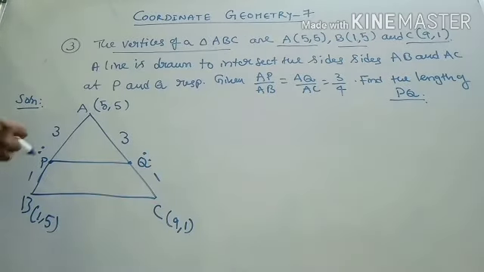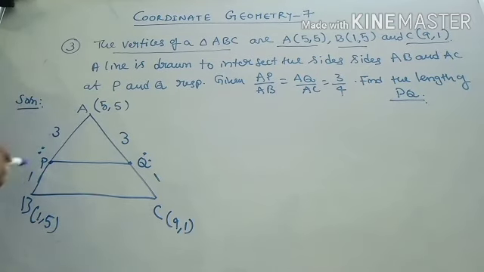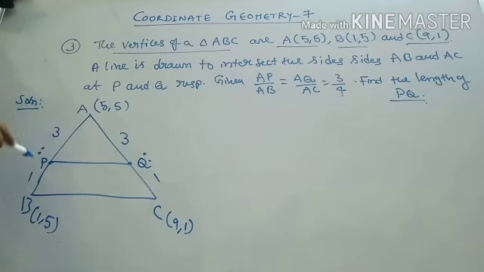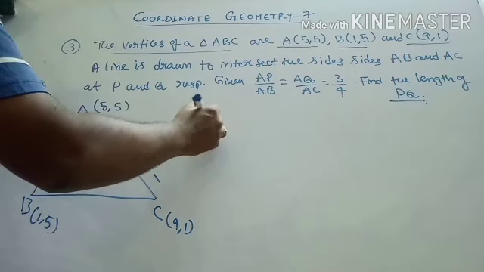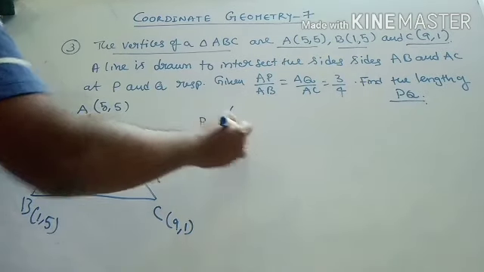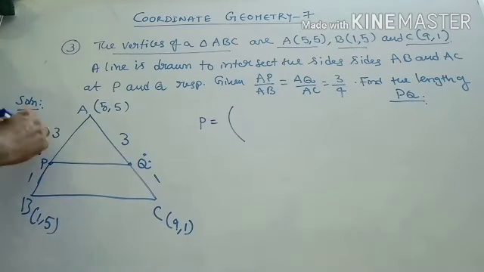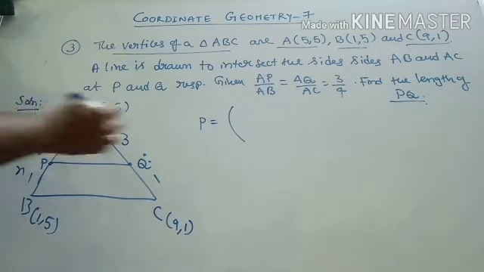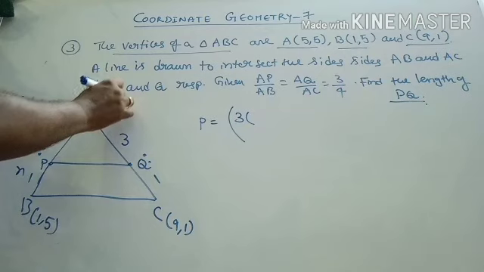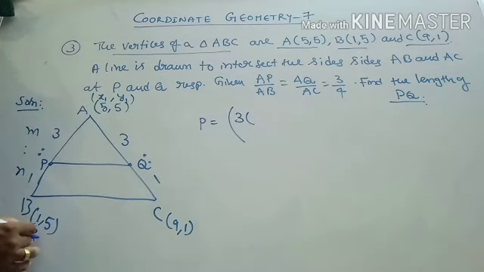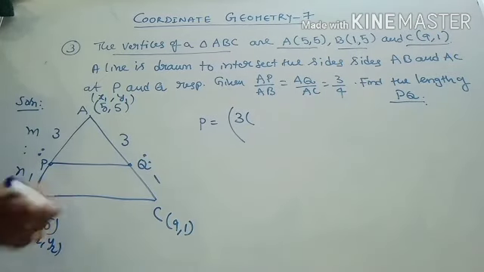Now let us find P vertex. We know the ratio, we know x1, y1, x2, y2, m and n ratio. Using that, by the internal division formula, let us find P coordinates and Q coordinates in the same way. Now how are we going to get P? m is to n is 3 to 1. Let us take this as x1 comma y1, and this you take as x2 comma y2.